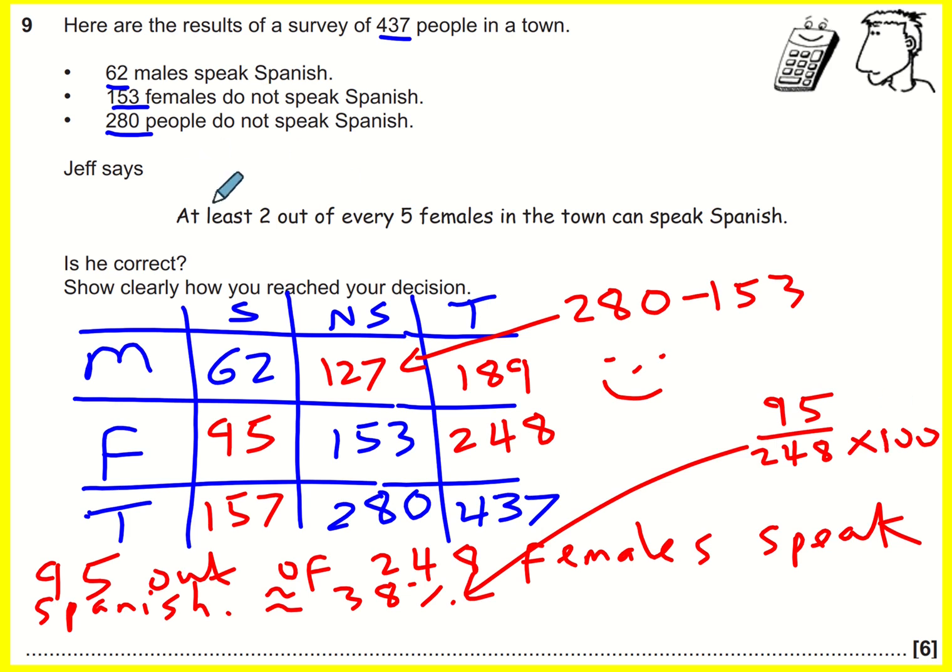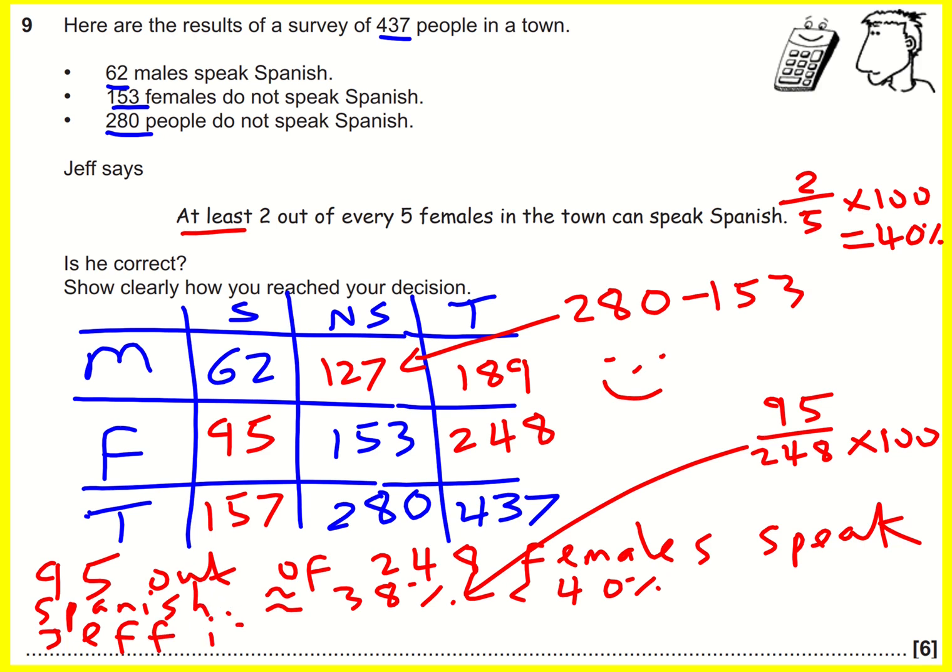And then if I look at what Jeff is saying, at least two out of every 5 females in the town can speak Spanish. Well, that's going to be 2 over 5 as a fraction, times it by 100 to get a percentage. That's going to be 40%. So Jeff is saying that at least 40% of females in the town can speak Spanish, but actually we find out it's slightly less. So he's not far off, but it's not true that at least 2 out of every 5 females can speak Spanish. Jeff is incorrect.